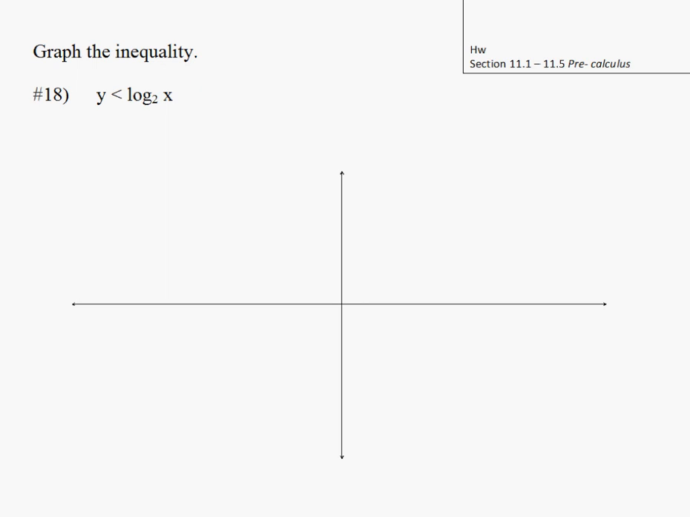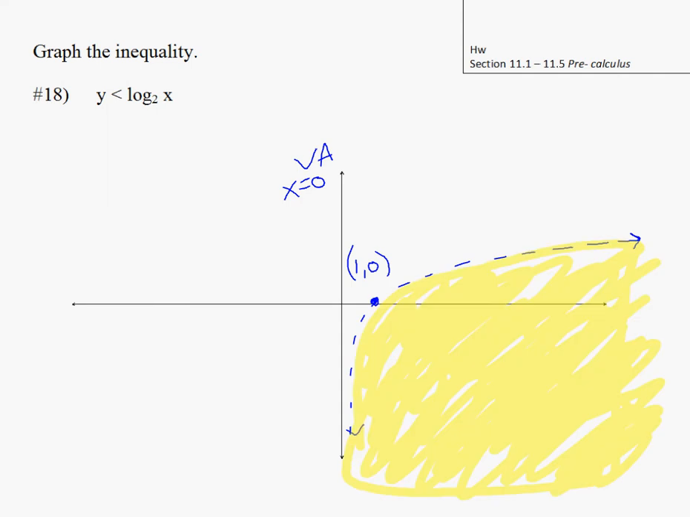Number 17, it says y is less than, so it's a dashed curve. The parent for this has a vertical asymptote at x equals 0, crosses the x-axis at 1. This has not been moved at all, so it's still going to cross at 1. And it's shaded below, since it says y is less than.